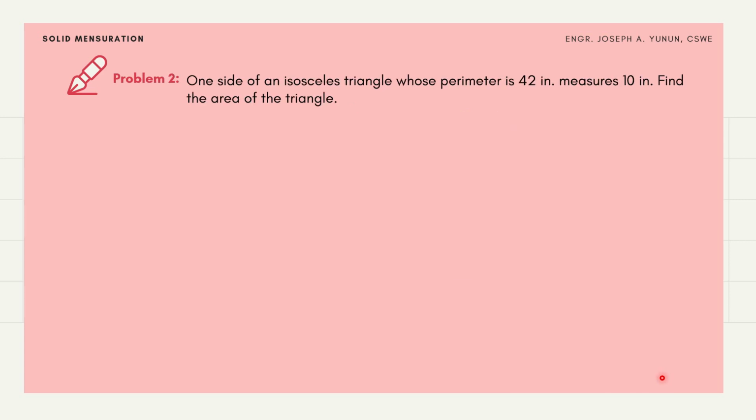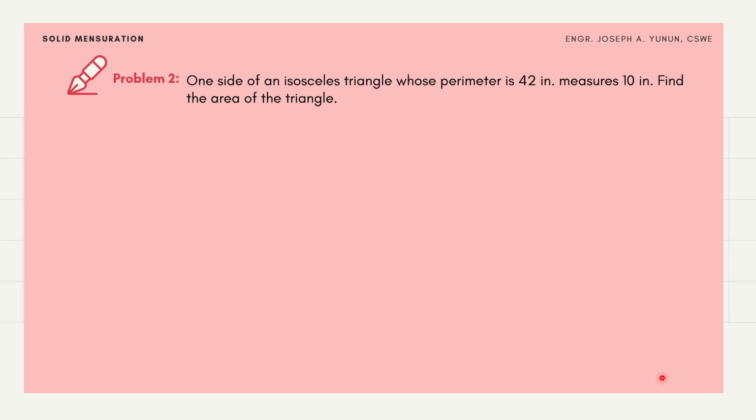Now, problem number 2. One side of an isosceles triangle whose perimeter is 42 inches measures 10 inches. Find the area of the triangle. Okay, once again, I'll just read the problem. One side of an isosceles triangle whose perimeter is 42 inches measures 10 inches. Find the area of the triangle.